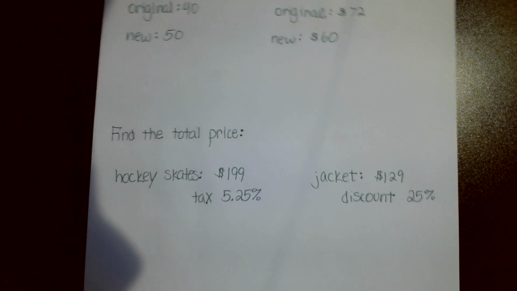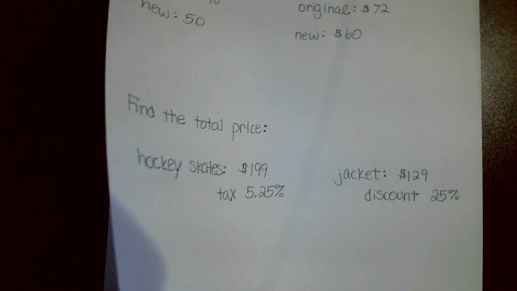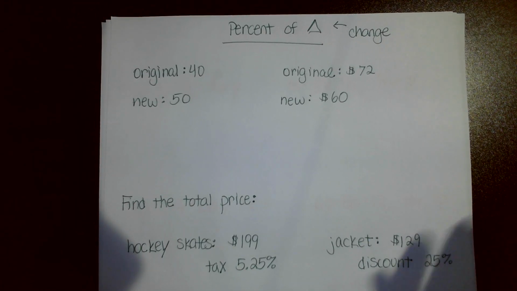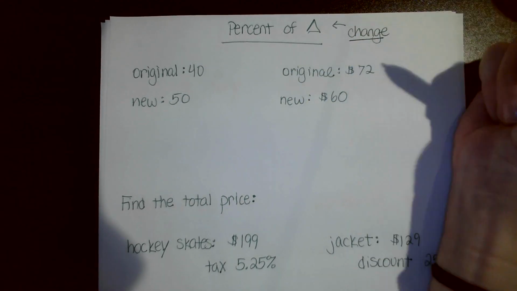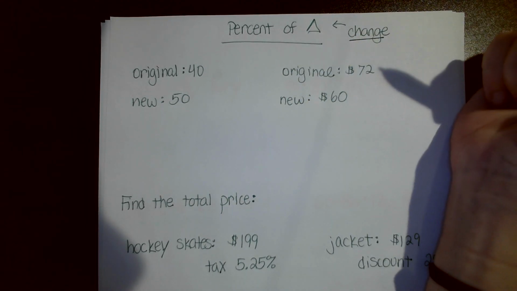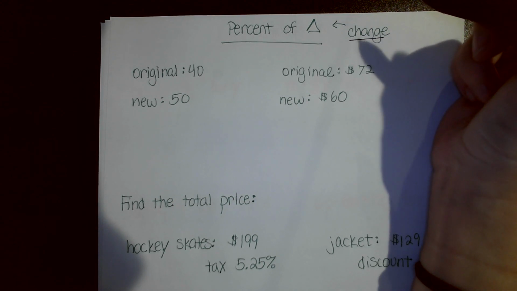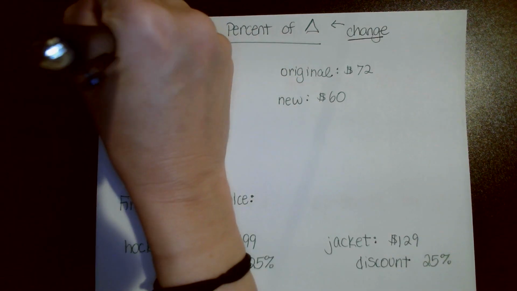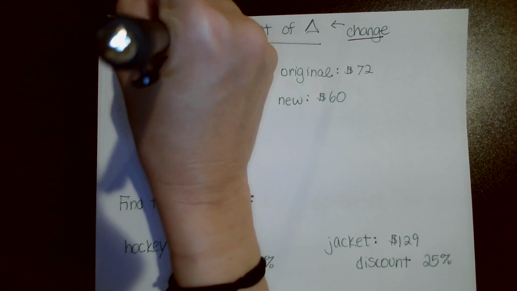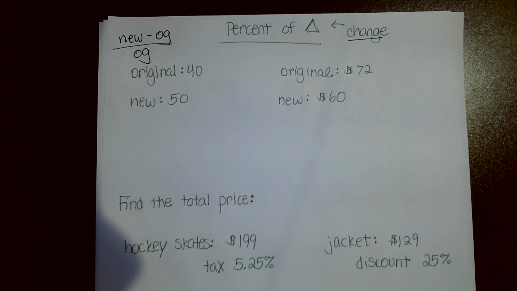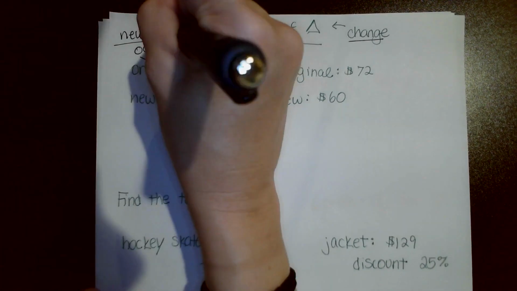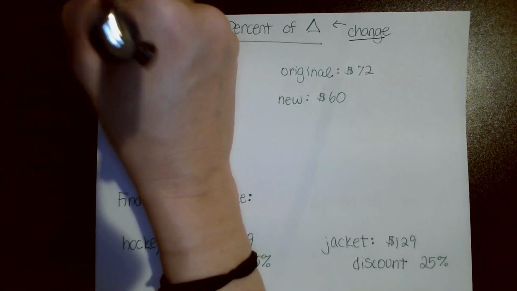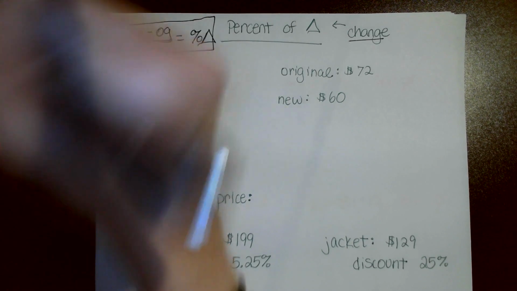Now let's do percent of change. We are almost done, guys. We've got this and one more section. Now, percent of change. We learned that the triangle means change. You'll see this in algebra. You'll see this in physics. It will show up in a lot of places in the future. So percent of change, remember we use our equation. New minus the original, over the original, divided by the original. And that equals our percent of change. So you might want to memorize this equation if you haven't already.